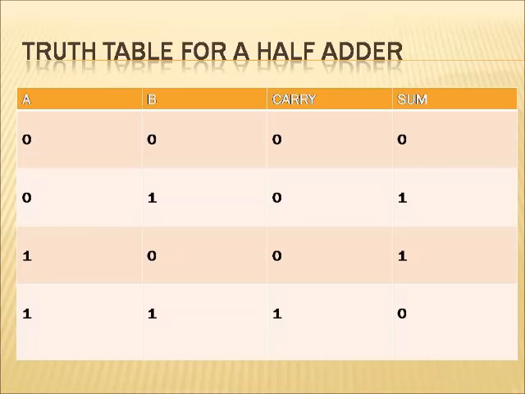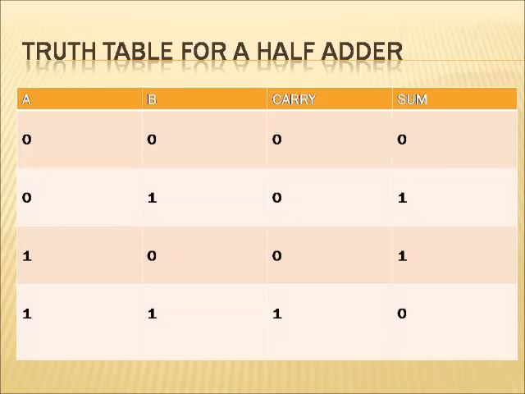When A is equal to 0 and B is equal to 0, when we perform the addition of 0 plus 0, carry becomes 0 and sum becomes 0. And when we add A equal to 0 and B equal to 1, we get carry as 0 and sum equal to 1. Again, when A is equal to 1 and B is equal to 0, we get carry as 0 and sum as 1, because 1 plus 0 is equal to 1. There is no carry, so carry is 0 and sum is 1.